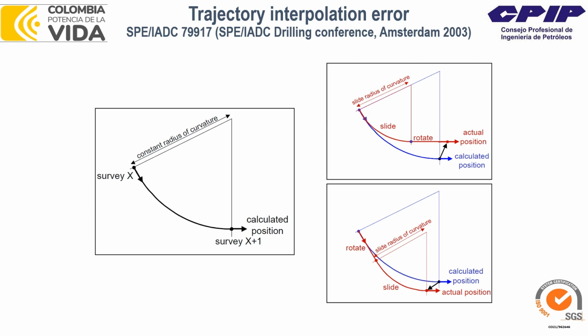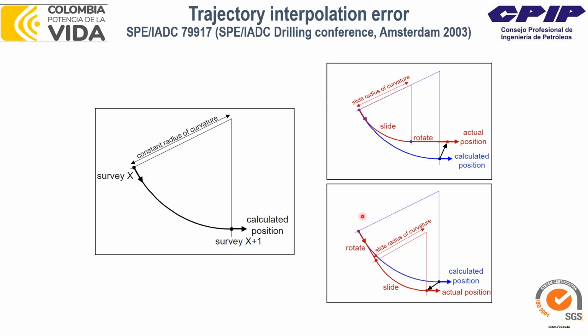The current industry standard to calculate the MWD survey is called the minimum curvature method, which assumes that the arc between two surveys has a constant radius of curvature. Let me show you here. That's the assumption of the current calculation method. But actually, especially if you drill with a mud motor, during the slide mode your radius is less than the calculated one, and in the rotary mode the radius can be more than the calculated one.